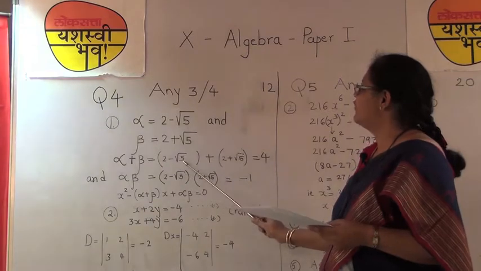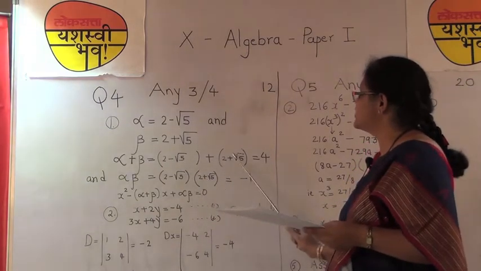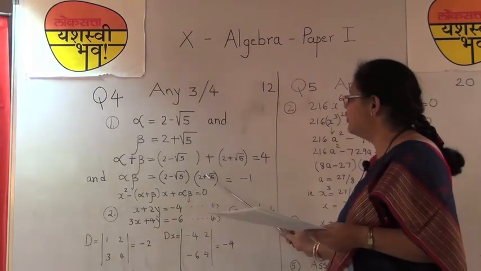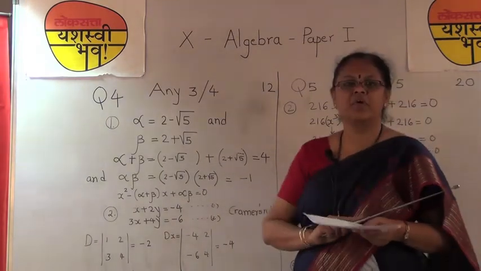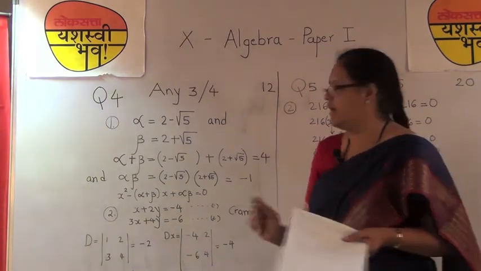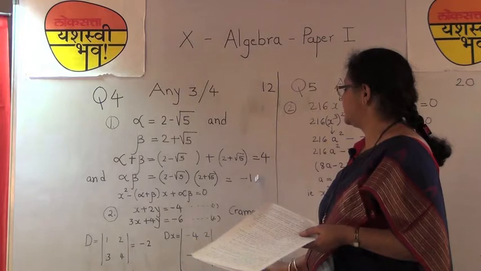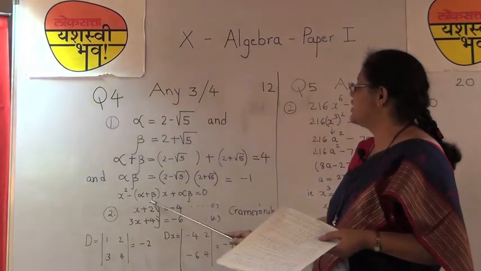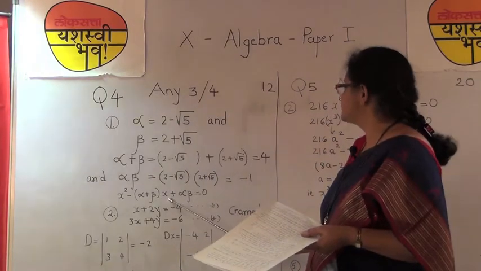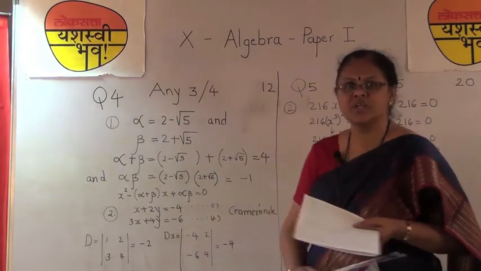Alpha plus beta would be the sum of the 2 roots, which is given, and you would get 4. Whereas alpha beta would be the product of the 2 roots, where you have to apply the formula (a minus b) into (a plus b) is equal to a square minus b square, and you would get the answer minus 1. Now just substitute these 2 values in the given formula and get the equation x square minus 4x minus 1 is equal to 0.